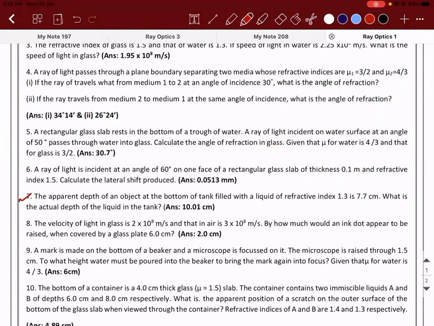No. The fifth one. There is a rectangular glass slab which rests at the bottom of a beaker. A ray of light incident on the water surface at an angle of 50 degrees, we'll make it 30 for the time being, 30 degrees, passes through water into glass. Calculate the angle of refraction in the glass, given that the refractive index of water is 4 by 3 and that for glass is 3 by 2.